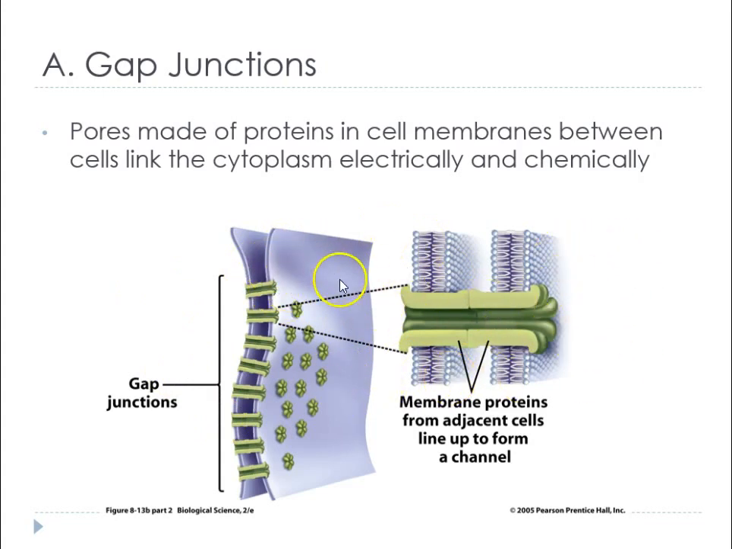And that's a great way to get hormones and chemicals from one cell to another. That's going to be called gap junctions. So they're pores made of proteins in the cell membrane, and they allow certain things to travel through.